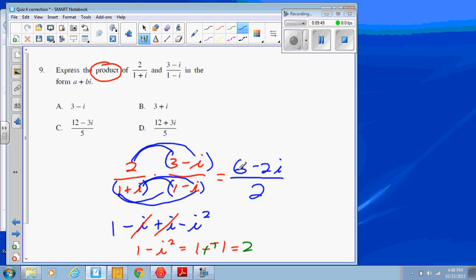Now I see that I don't see that number up there because it's not reduced. Technically, what we mathematically should do is write this as 6 over 2 minus 2i over 2, which is 3 minus i. So that would be my answer for that one. And that's right here.